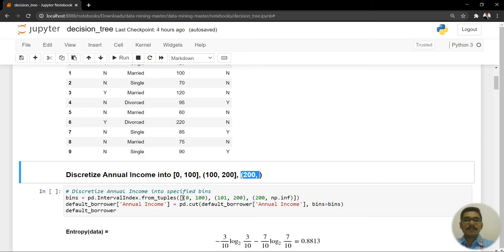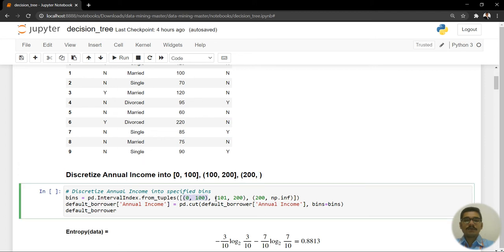So we pass these value ranges, that is 0 to 100, 101 to 200, and 200 to np.infinity. For infinity, you have to use the np.infinity operator. What it does is, it will create three bins. So now the bin value will have the first bin, second bin, and third bin.